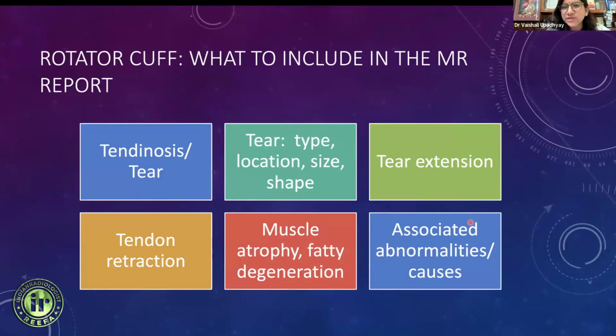We will be covering all these things, ranging from your identification of tendinosis or tear, further characterization of the tear, including its type, its location, size and shape, its extension, the degree of tendon retraction, changes in the muscle, which include atrophy and fatty degeneration, and any associated abnormalities or causes which indicate the cause of the tear.